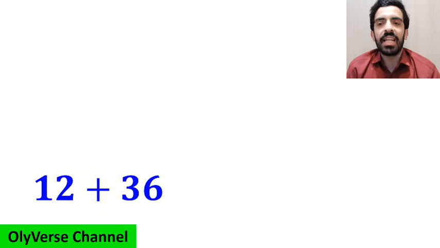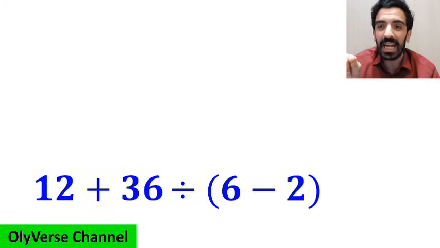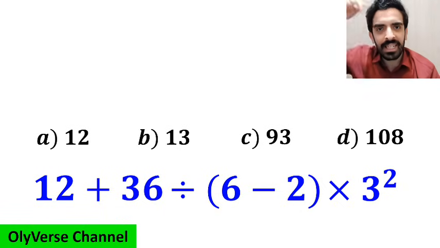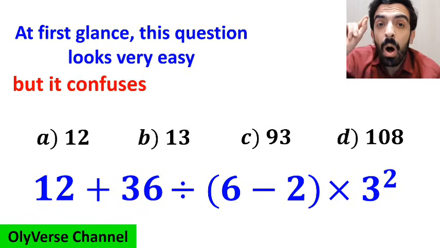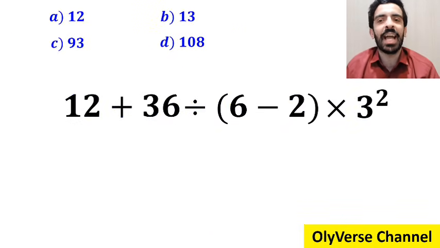What is the value of the expression 12 plus 36 divided by (6 minus 2), then times 3 to the power of 2? Which option do you think is the correct answer to this question? At first glance, this question looks very easy, but it confuses almost everyone. Let's dive in and break it down step by step together.